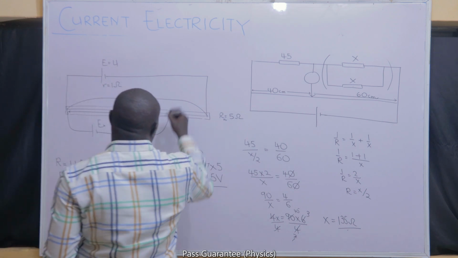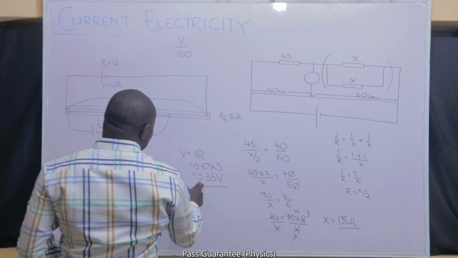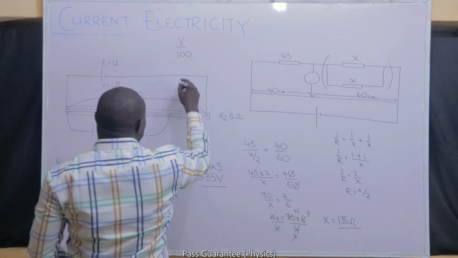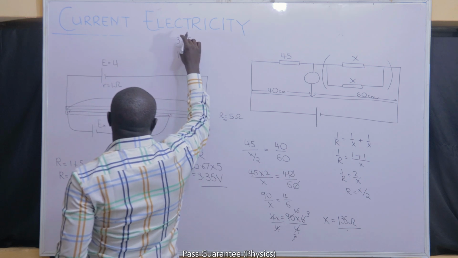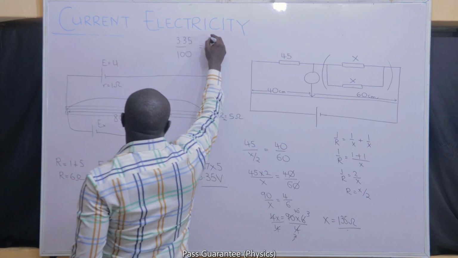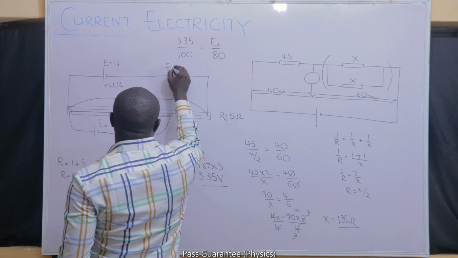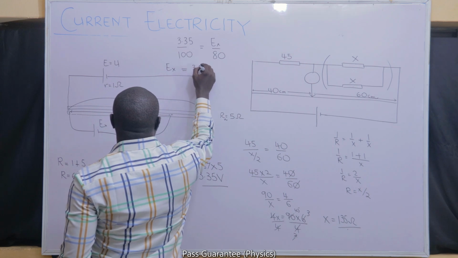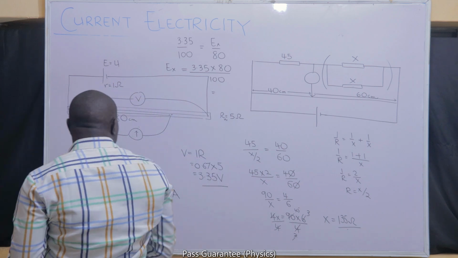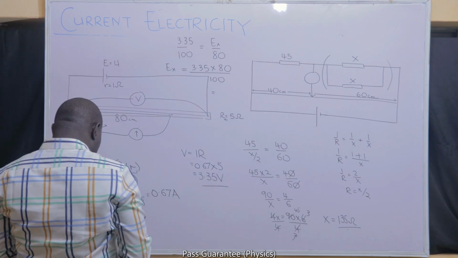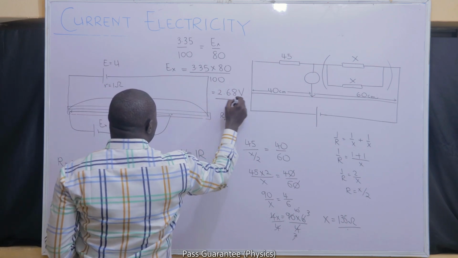So we simply do V all over 100. The V is the total potential difference of that 100, and that is 3.35. The total potential difference over 100 is equal to EX all over 80. If we do this, EX must be equal to 3.35 multiplied by 80 divided by 100. The answer should be equal to 3.35 times 0.8. And our answer will be 2.68 volts. That is all about that.